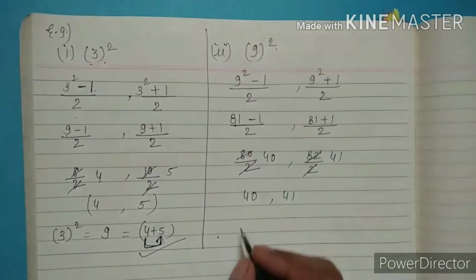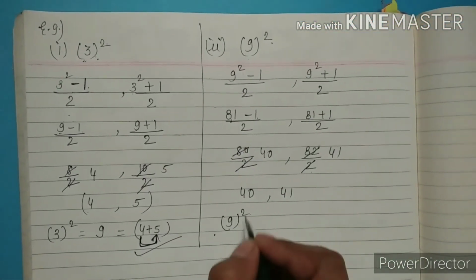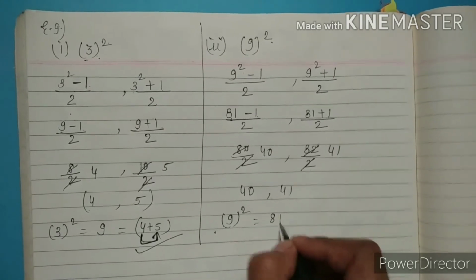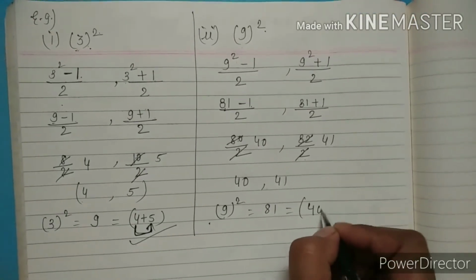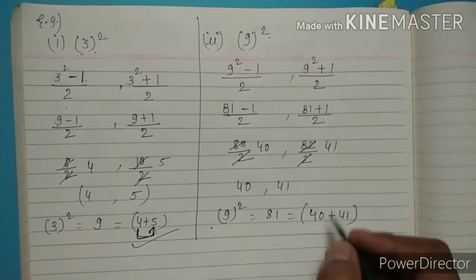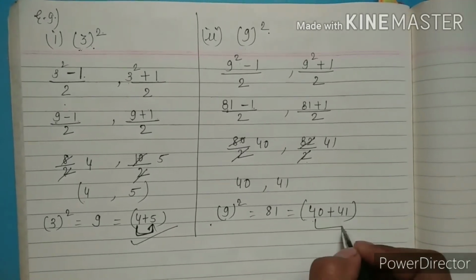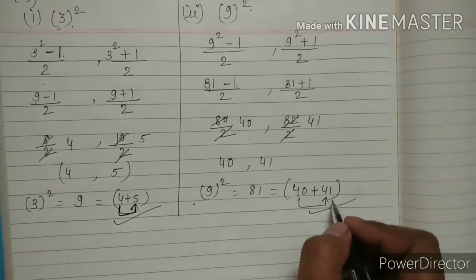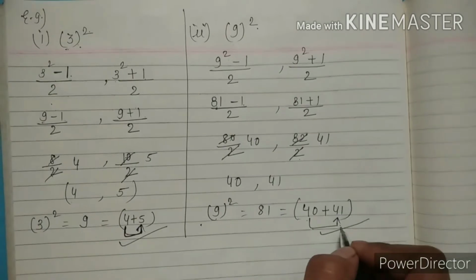Okay, so now we will check. 9 square is 81. 81 can be represented by 40 plus 41. Is that correct? Yes, it is correct, because they are representing it and they are continuous numbers.